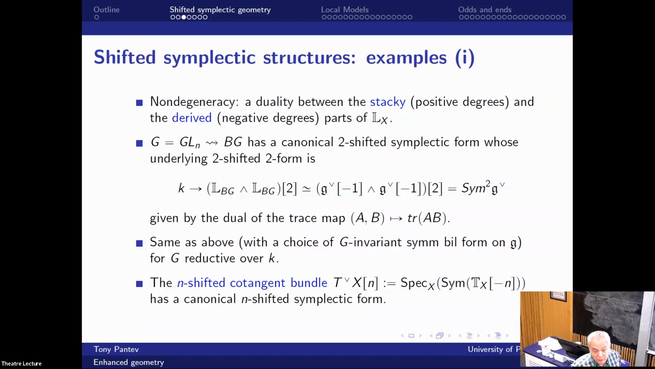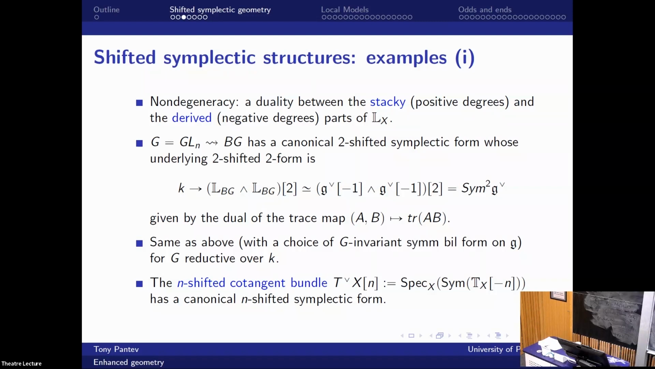But if you have a bundle, you can always shift homologically the fiber of that bundle, put it in some homological degree. So if you take the cotangent bundle of a space and put the fiber in homological degree n, this is just, as a derived or Artin stack, corresponding to the spectrum of the symmetric algebra of the tangent bundle shifted by -n. So this guy also has a canonical symplectic structure. It's just the usual symplectic structure on the cotangent bundle, but if you shift the fiber, then the symplectic structure shifts, and it's shifted.